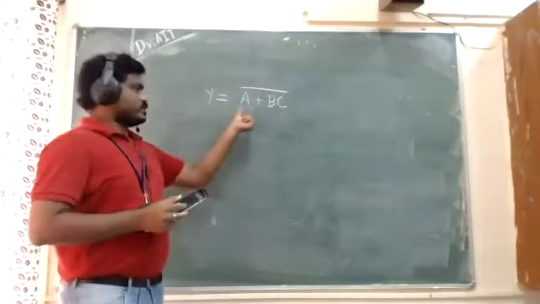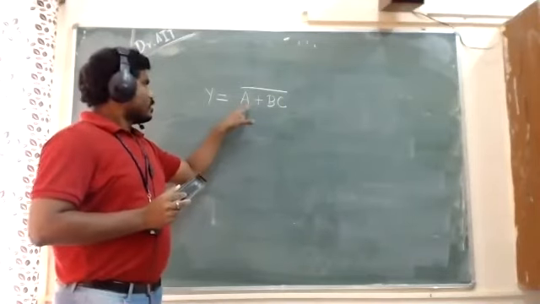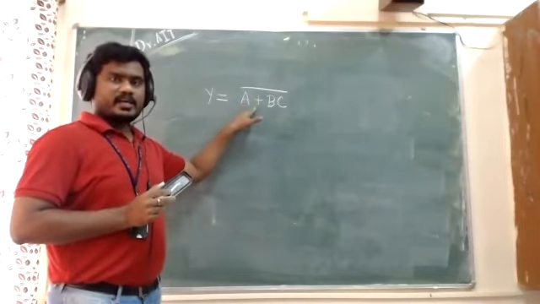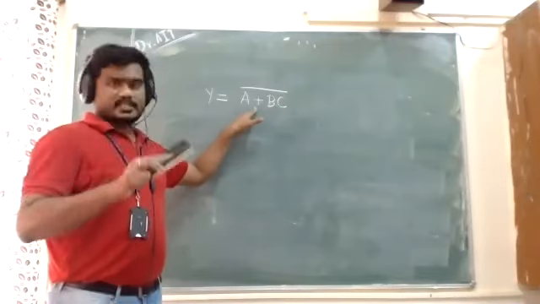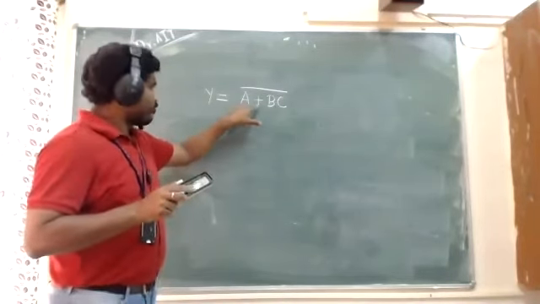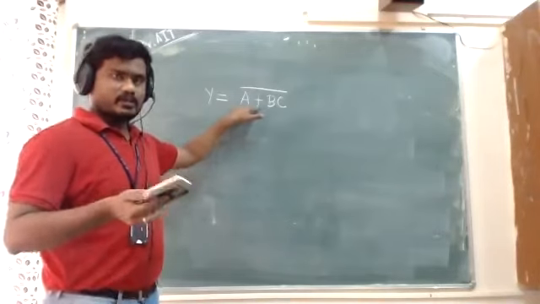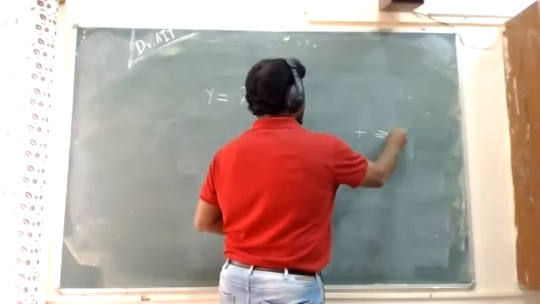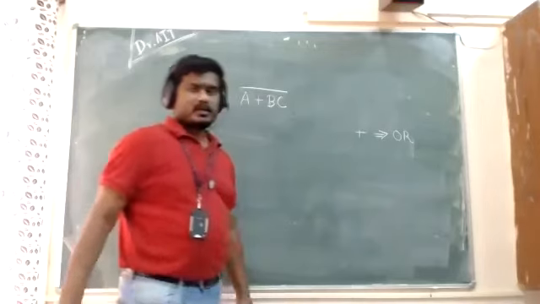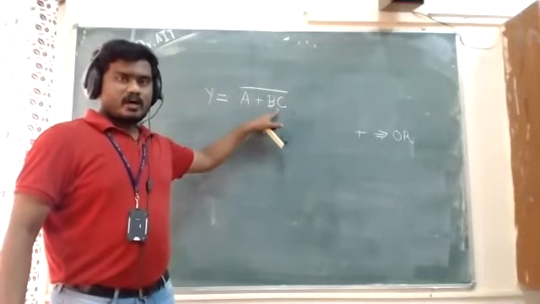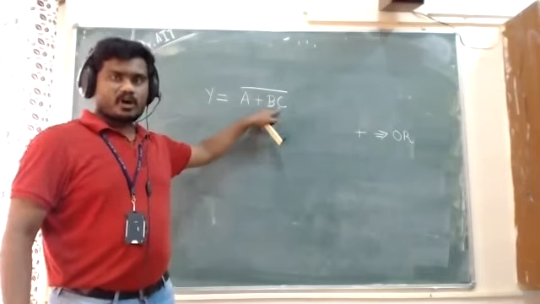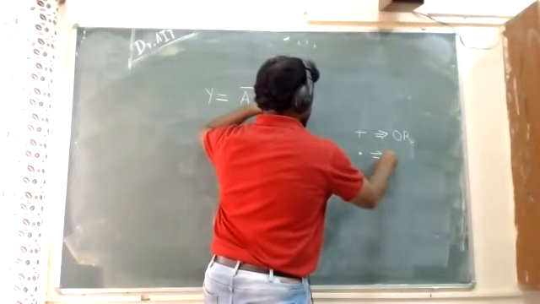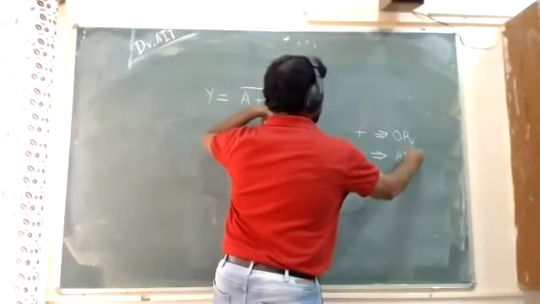Now, let us look at the expression first. In order to implement this expression using logic gates, how many gates are needed and what types of gates are necessary? Here we have a plus symbol. How do you represent the plus symbol? You can represent this plus by using an OR gate. And you have B and C; how do you represent this product? The product of B and C can be represented by using an AND gate.